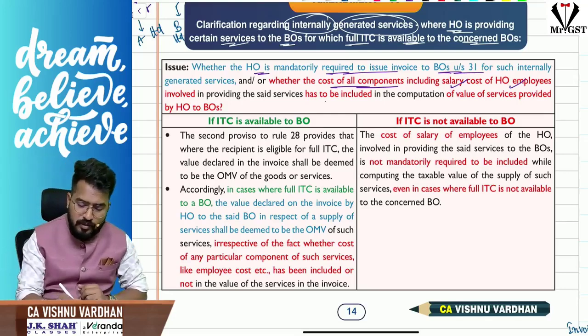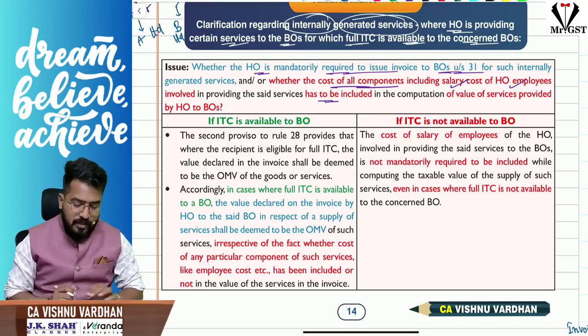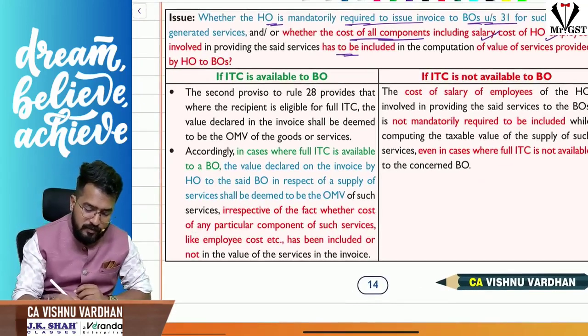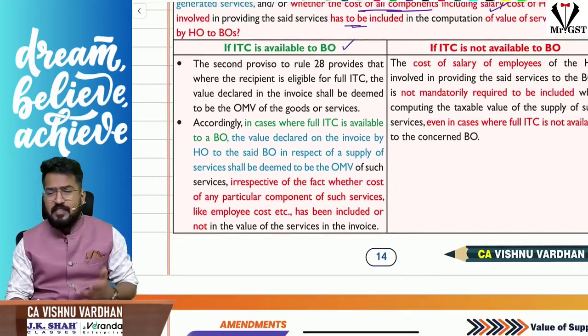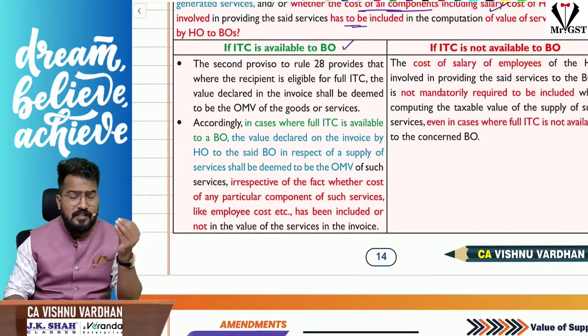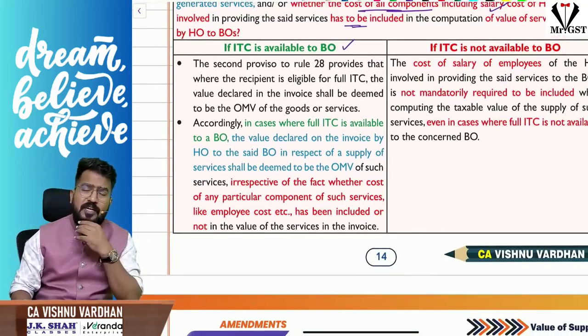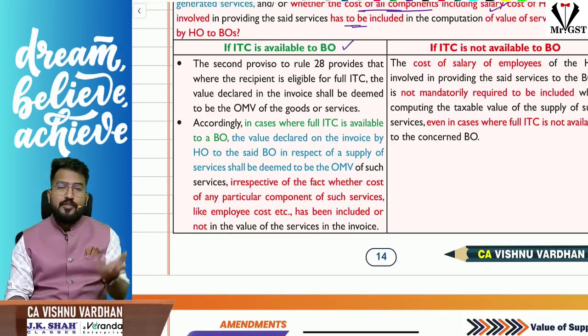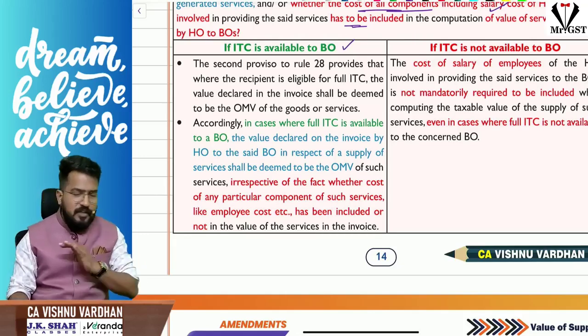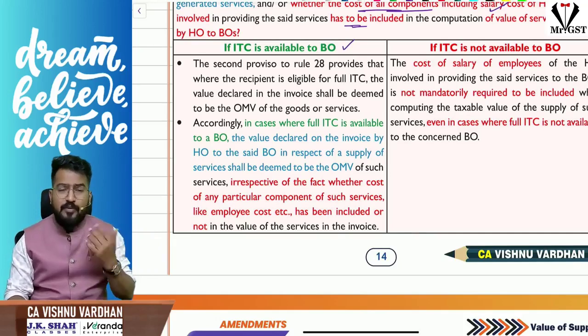That is the doubt. Is it to be included? Then the department has clarified, sir, if 100% ITC is available, whatever is declared as value in the invoice, that itself will be taken as open market value. So you need not worry about adding the cost of the head office employees into this. So not required.